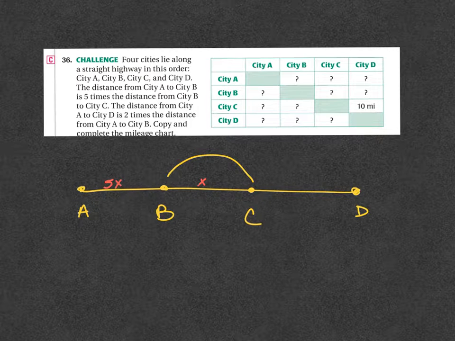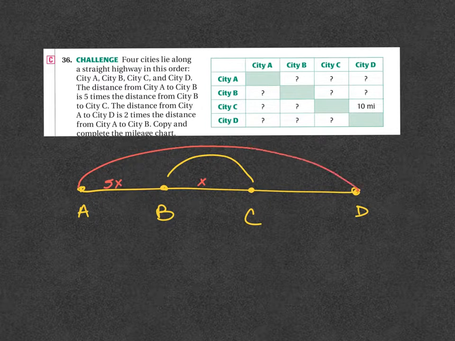Then it said the distance from A to D is 2 times the distance from A to B. So 2 times 5x or 10x. You with me so far? The only piece of information it actually gave me in this chart was the distance from C to D. So if from C to D, this is 10, you with me so far?